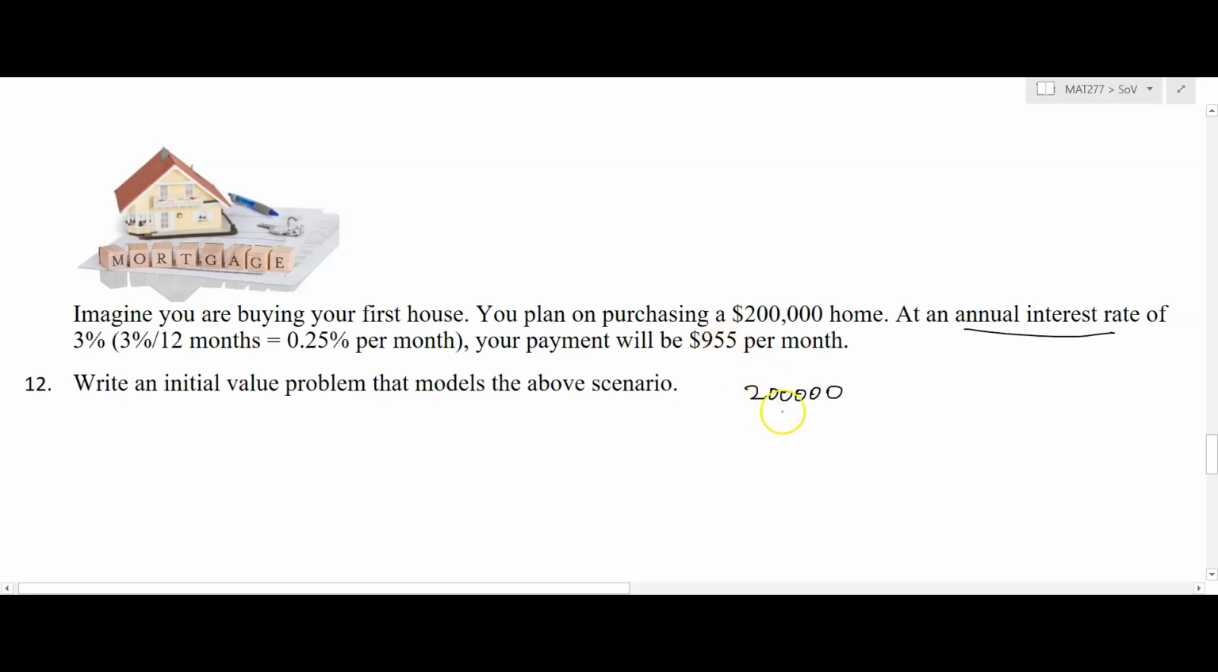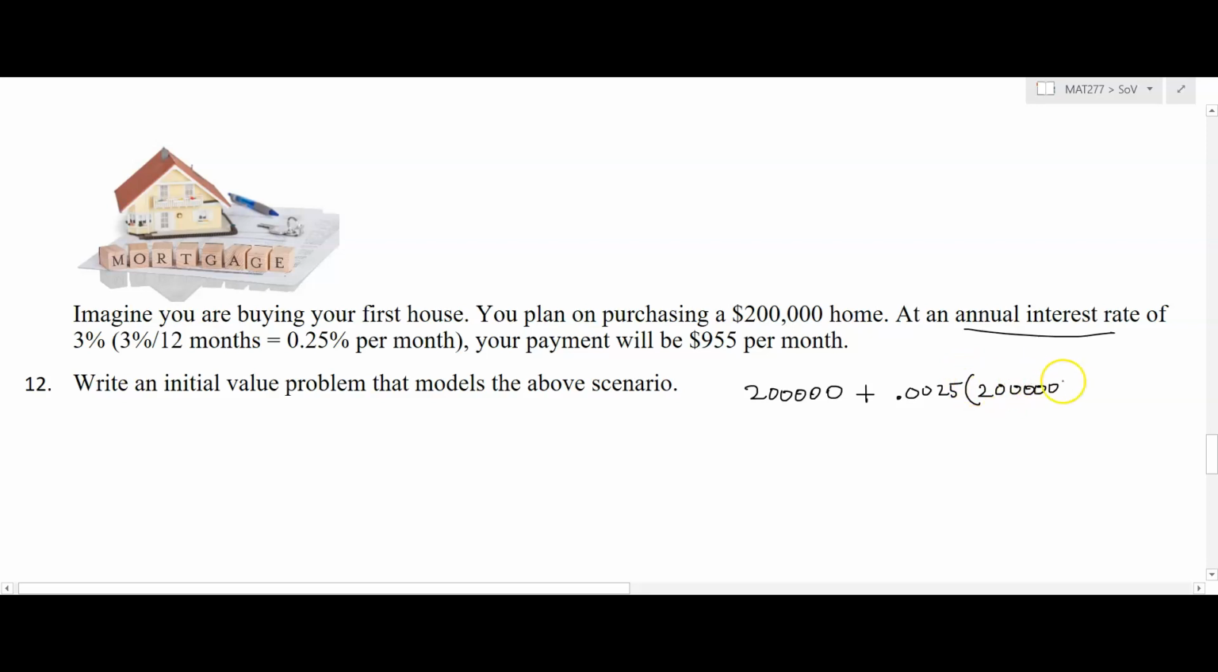So what's going to happen to your current balance? This again, think about this bathtub analogy. This is how much money you owe. That's how much is stacked in the bathtub. And to that, they're going to add more because every month you're charged 0.25%, which is 0.0025 as a decimal, of your current balance, which is $200,000.